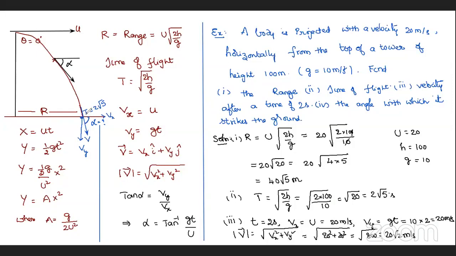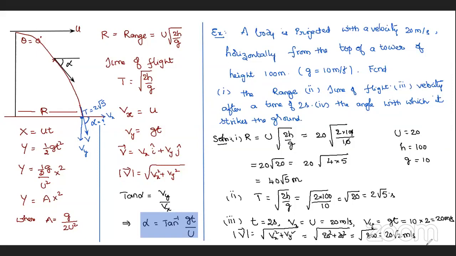Yes, correct. So in that time, try to find Vx, Vy and use the formula tan inverse Vy by Vx. Or else directly use this formula: alpha is equals to tan inverse gt by u. Directly you can use.